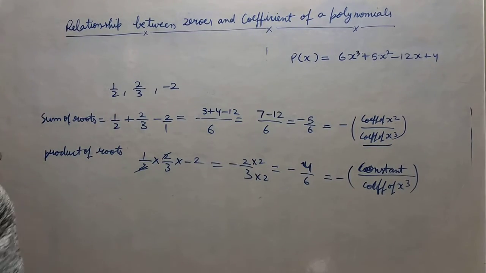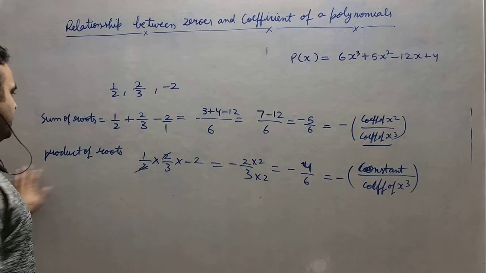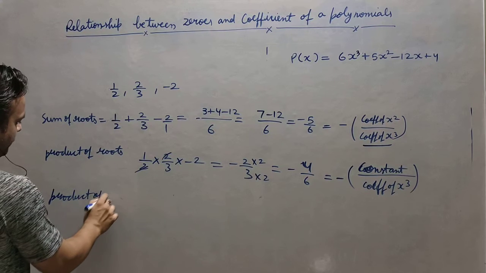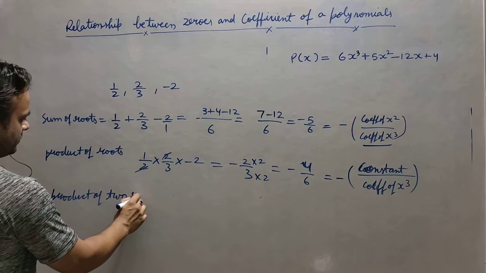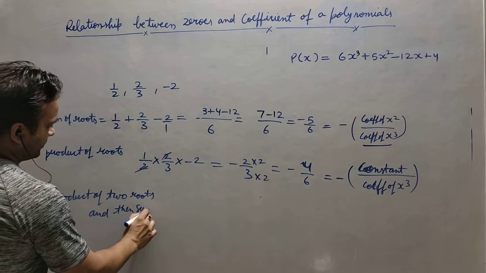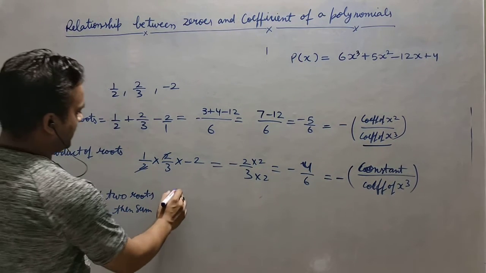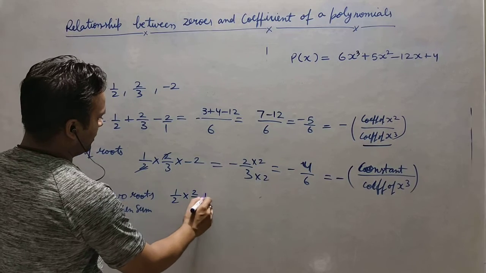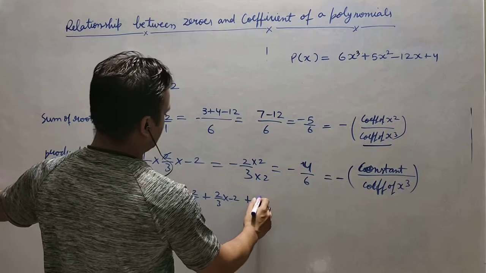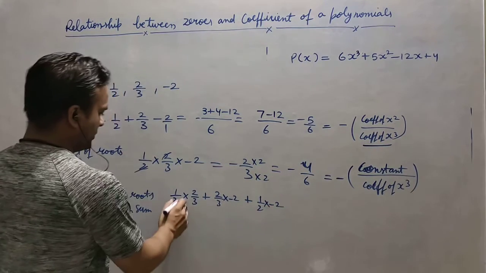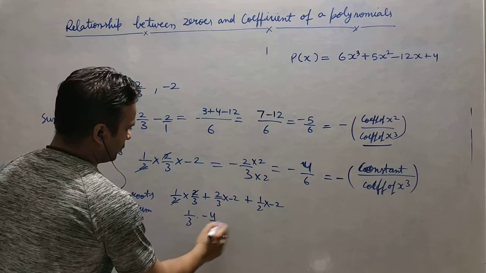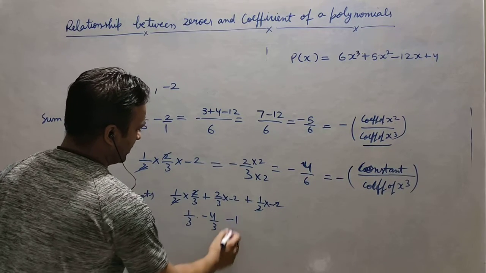Now which type of, now what is left? We have taken the sum, we have taken the product, but there is one product of two roots and then sum. So it will be 1 upon 2 into 2 upon 3 plus 2 upon 3 minus 2 plus 1 upon 2 into minus 2. So here we are getting 1 upon 3, here we are getting minus 4 upon 3, and here we are getting minus 1.